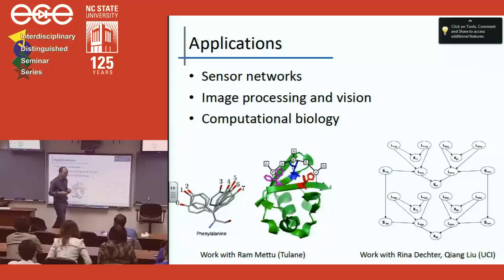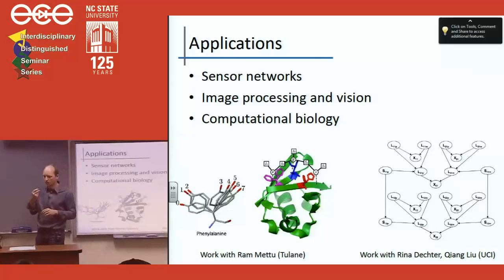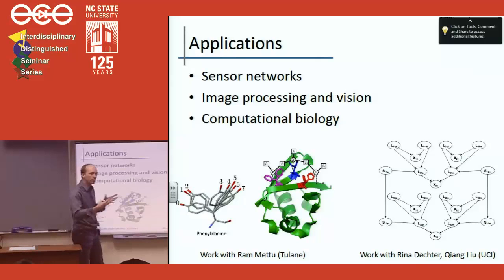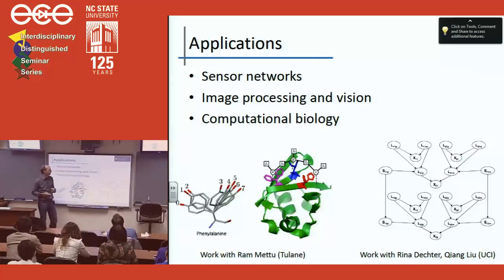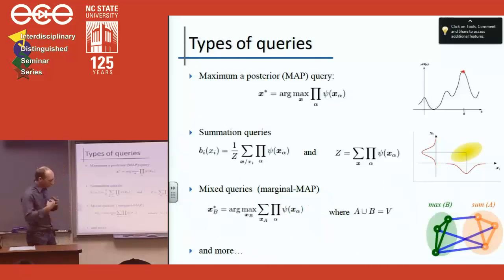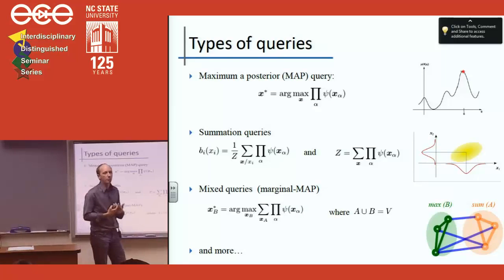Also, linkage analysis, studying how genetic factors influence disease, and using pedigree charts to try to understand who might have the genetic markers within their family. So all of these are different types of inference problems.